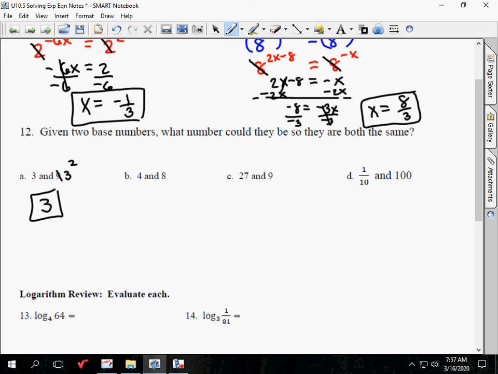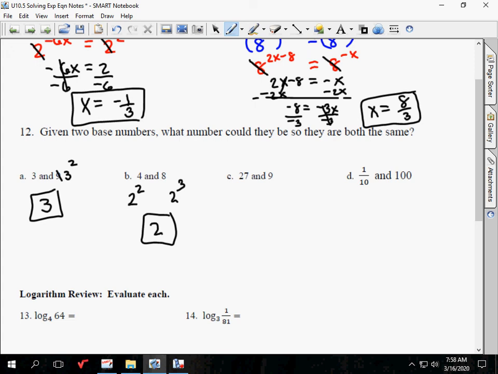All right, B, so we have a 4 and an 8. So 8, we would try to see could we make it a 4. No, because 4 the first, no. 4 the second, no. 4 the third, no. So then you've got to make them both smaller. 4 we could change to 2 squared. 8 we could change to 2 to the third. So base 2 would be the one we would want to use.